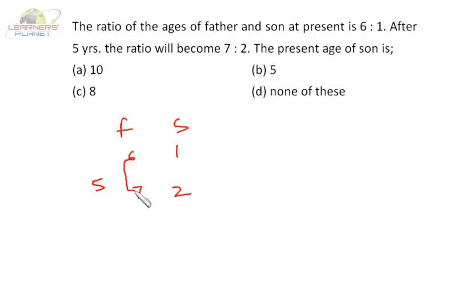Now this is one part, and this one part is actually 5. If one part is 5, then 6 parts will be 30, and this is 5. Now this is the present age of father and son. So what will be the present age of father? That is 30, and present age of son must be 5. So it's very simple, very fast. No need to make any sort of linear equations.